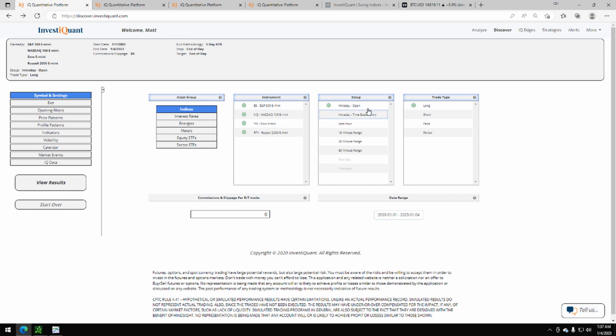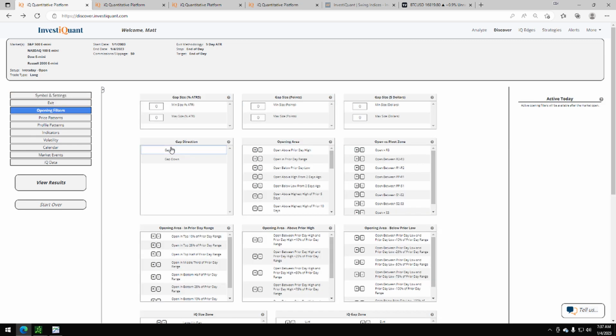I've grabbed all four instruments. Our setups are based upon entering long at 9:30 a.m. Eastern Time and exiting at 4:15 p.m. Eastern Time. Now, currently, the overnight session is testing higher. I'm going to add that to the test by going to the gap direction, clicking on gap up.